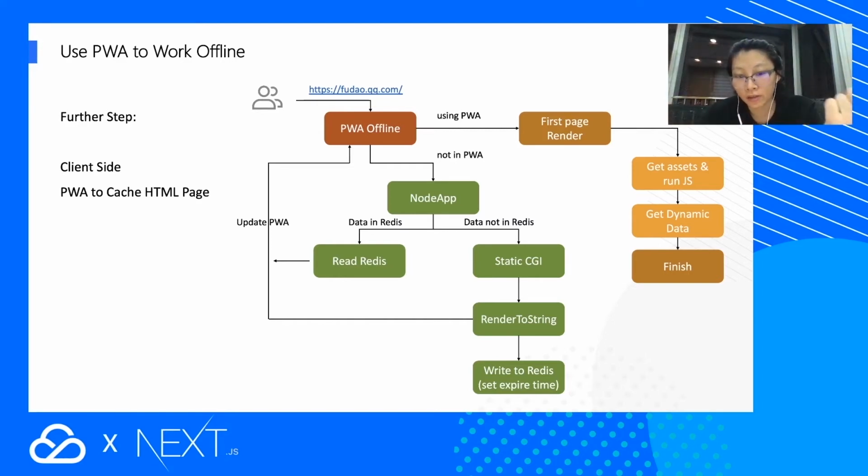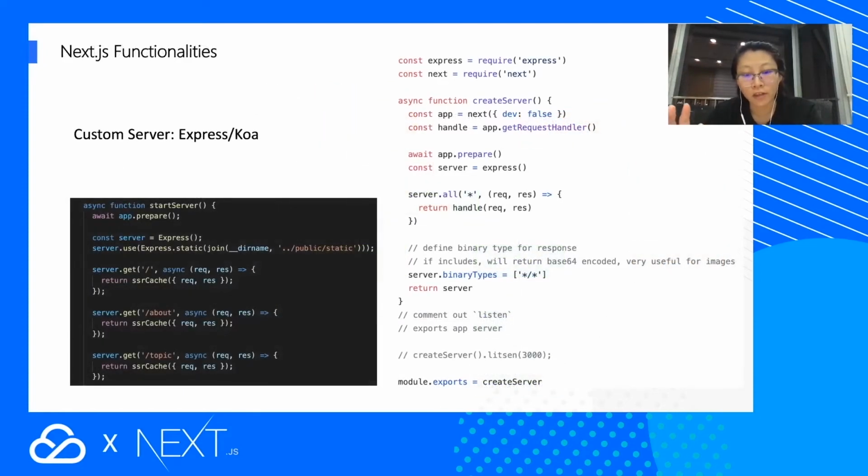If the data is not in the PWA, it will read Redis or the other API to get the static data again. Then it will update the PWA. After that, the users will get a smoother experience by using the data caching. And another functionality we use in the Next.js framework is the custom server.